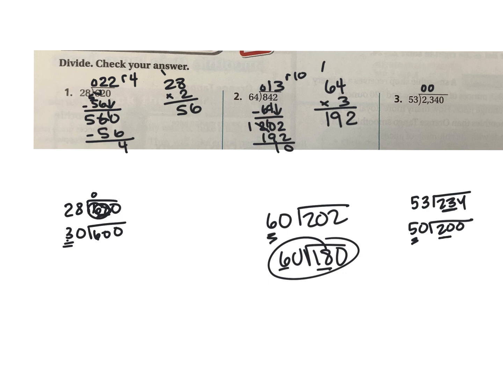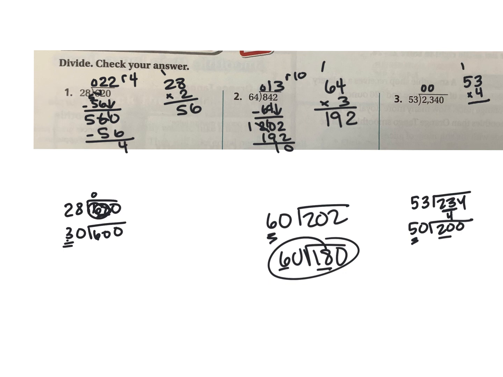So 5 times 4 gives me 20. So 50 times 4 gives me 200. So the number that should go here is going to be around a 4. It could be a 5. And I'm not entirely sure. I'm pretty sure it's going to be a 4, but I'm going to experiment over here with the 4 because I need to know the exact amount anyway.